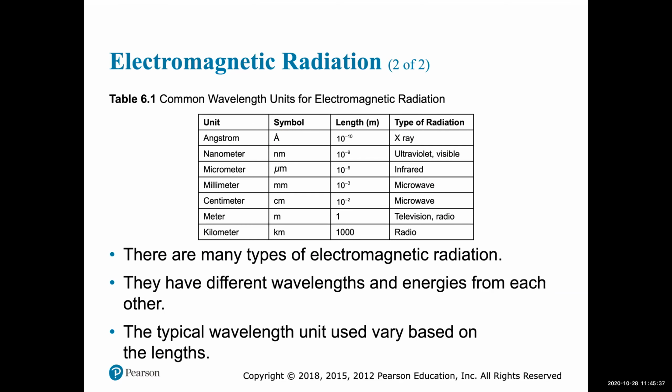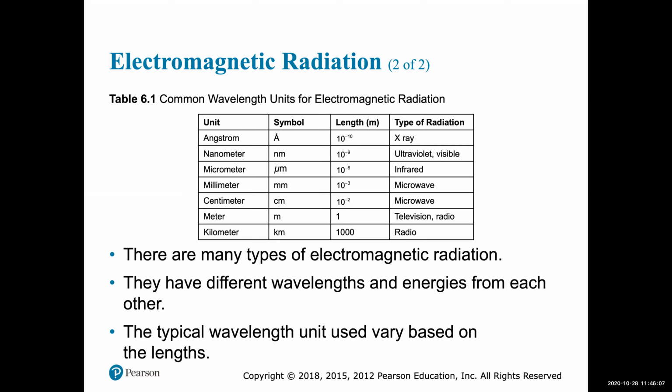Table 6.1 is similar to something that we covered earlier in the semester, with these symbols and these prefixes. If you don't remember them or didn't learn them earlier this semester, now's a good time to learn them. This is definitely something you will need to know. So things like angstrom, that's the capital A with the little circle on top. That's equal to 10 to the minus 10th meters.